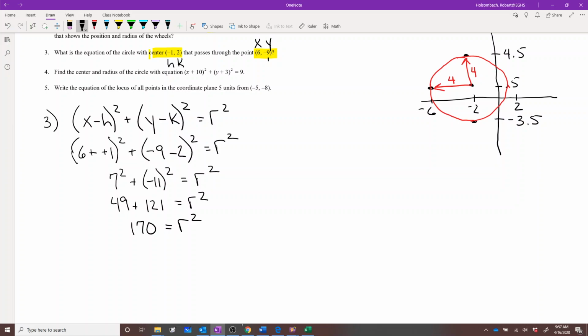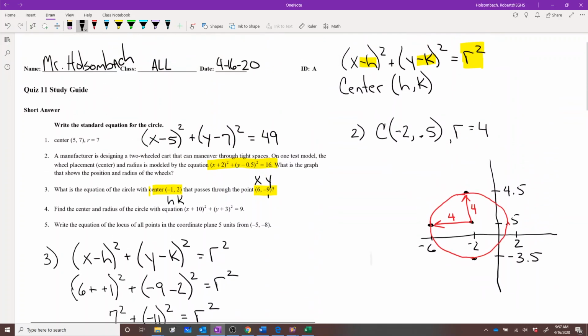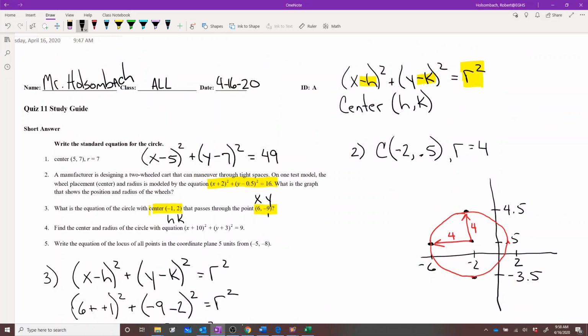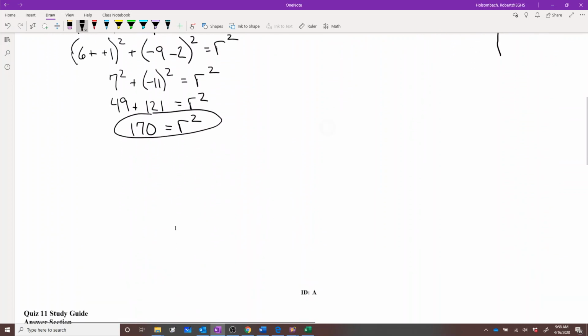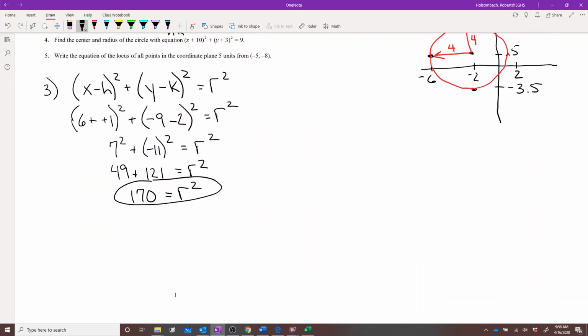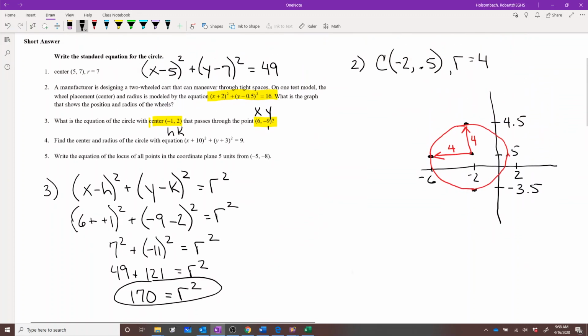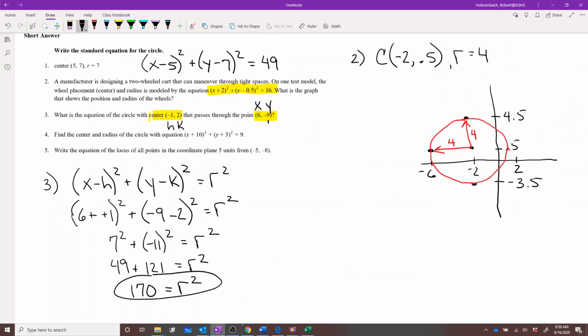Now, we're just going to stop right here, because what we're doing is we're writing the equation of a circle. And if you go back to this top, in the standard form, when you're writing the equation of a circle, the radius squared is what goes to the right of the equal sign. So our radius squared is 170. So here's our circle in standard form.